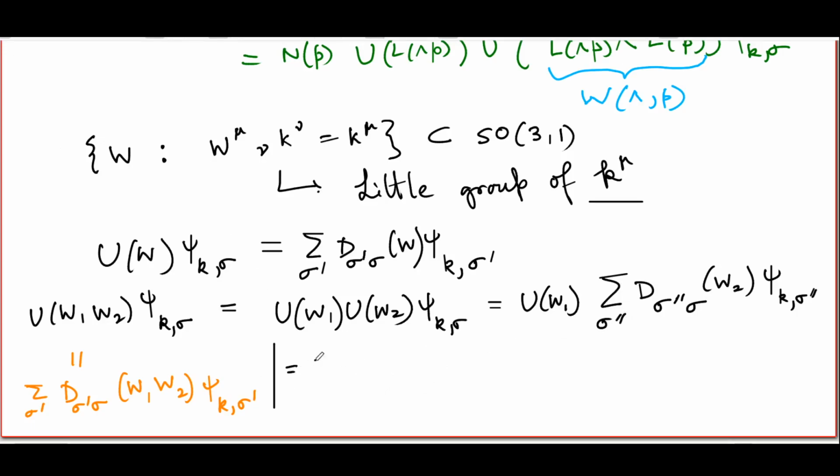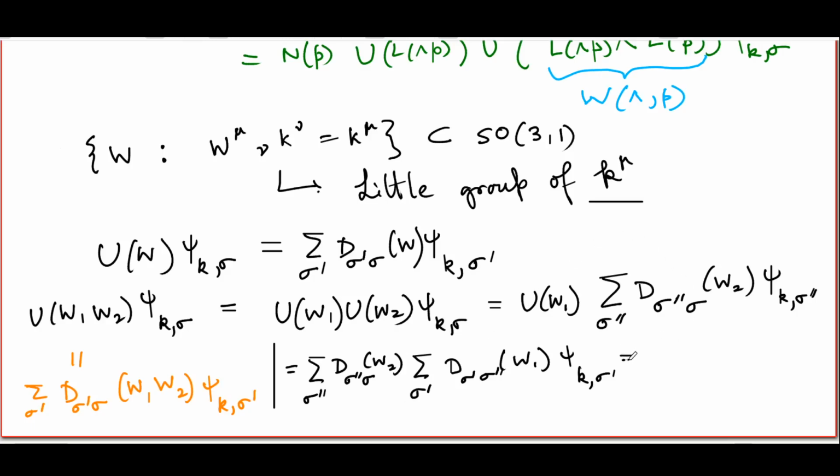Then U(W1) will cross these numbers d sigma double prime sigma and go and act on psi. So what you are going to get is the sum over sigma double prime of d sigma double prime sigma of W2, and then U(W1)'s action on psi k sigma double prime will give you the sum over sigma prime of d sigma prime sigma double prime of W1 psi k sigma prime.